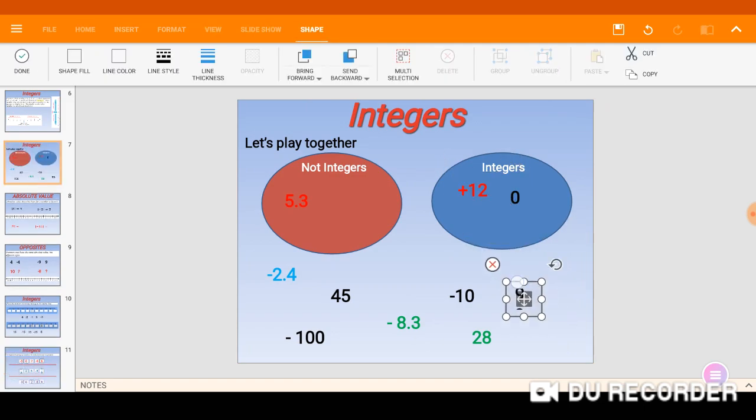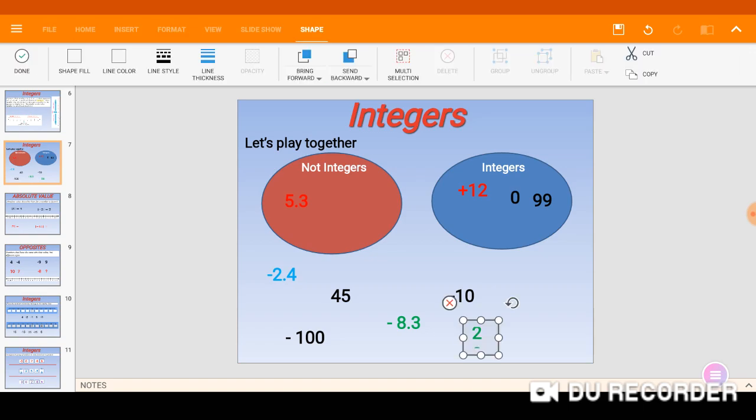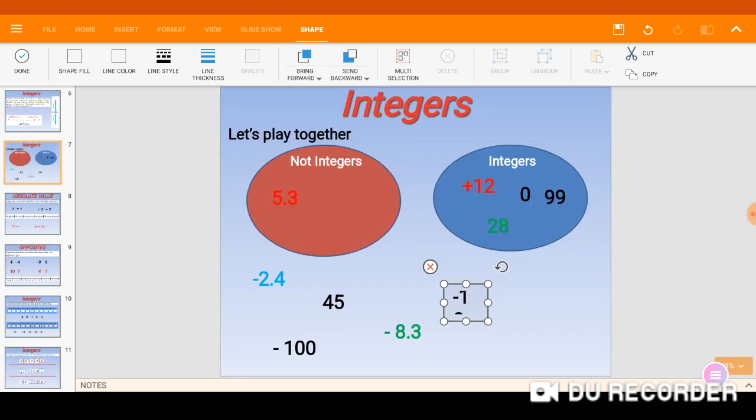99, integer. 28, this is a positive number and whole number, integer. Negative 10, it's a whole number, has the negative sign. Okay, it's integer.